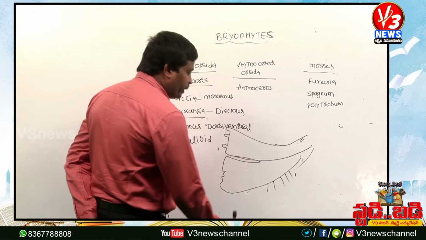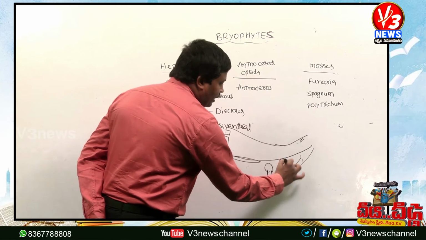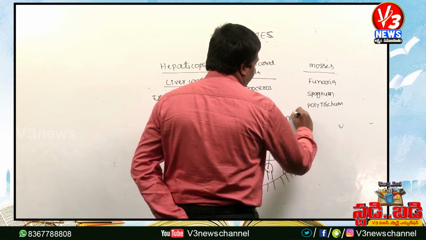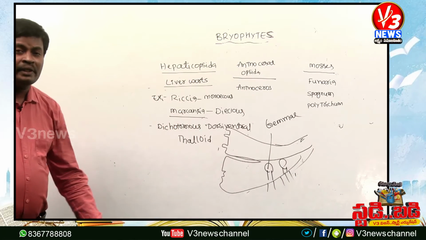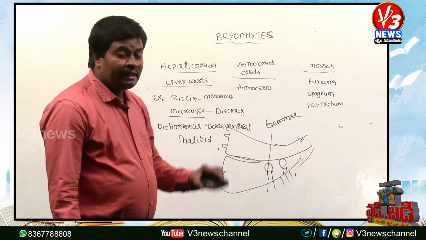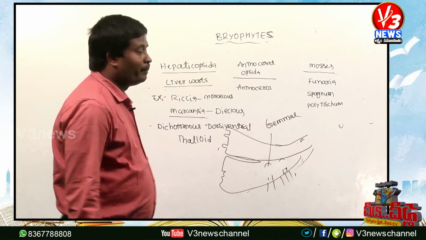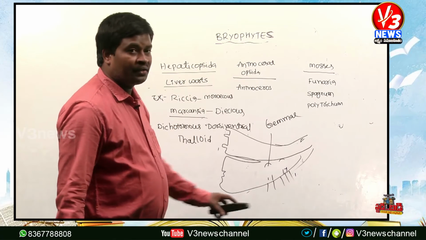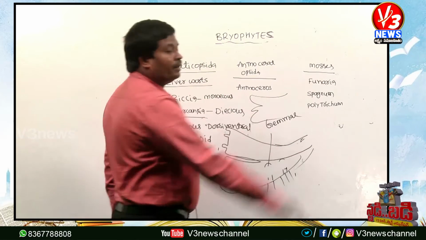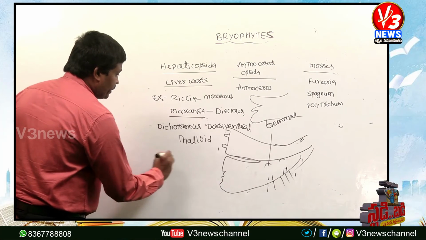Then next, one more important point here: on the dorsal side it contains green colored multicellular structures called gemmae. What are gemmae? Vegetative or asexual reproductive structures. These green colored multicellular structures get detached or separated from the Marchantia. What happens? They again develop into a new thallus.